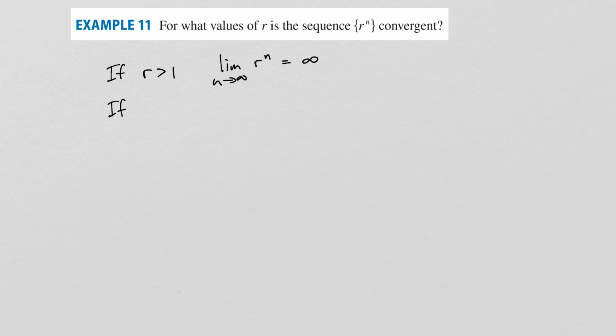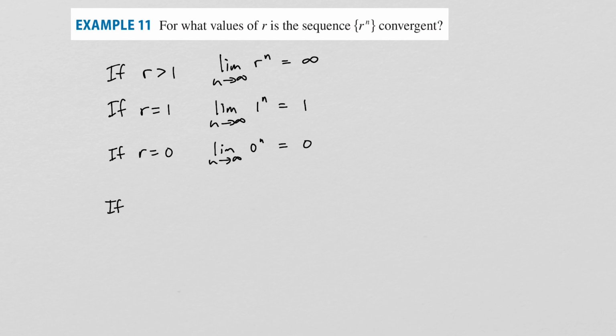What if r is equal to 1? Well, in this case, the limit as n goes to infinity will be the limit of 1 to the n, and this is clearly equal to 1. What if r is equal to 0? Then this will be the limit as n goes to infinity of 0 to the n, which is 0.